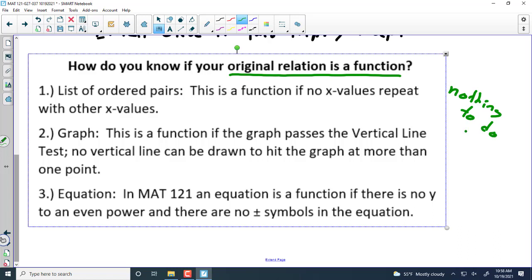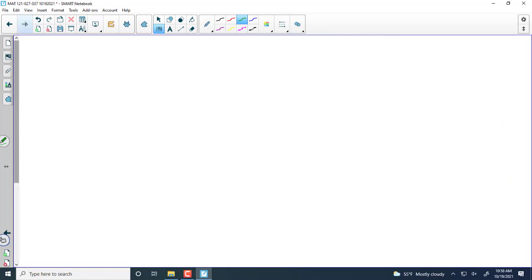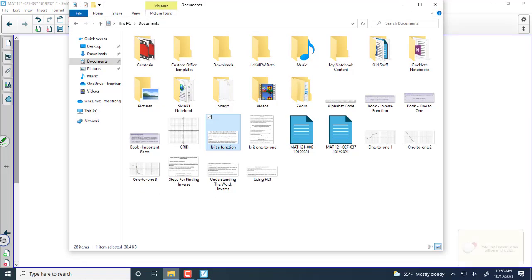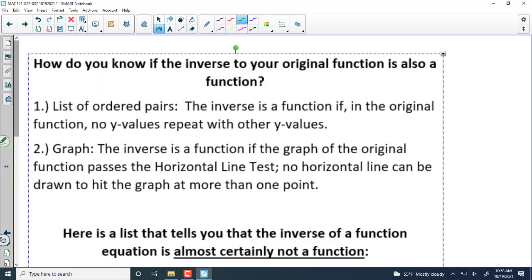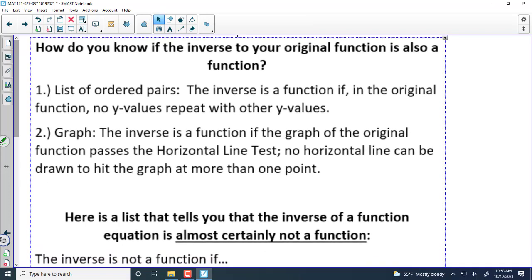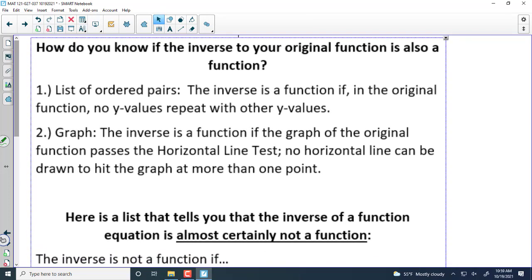This has nothing to do with inverses yet. That's just how you decide if your original is a function. But here is how we decide if the inverse to our original function is also a function.